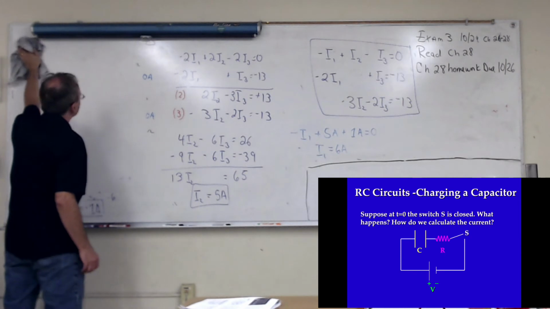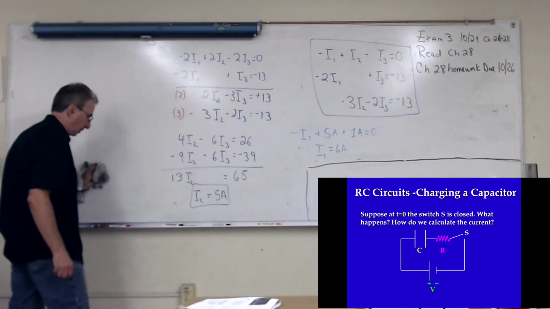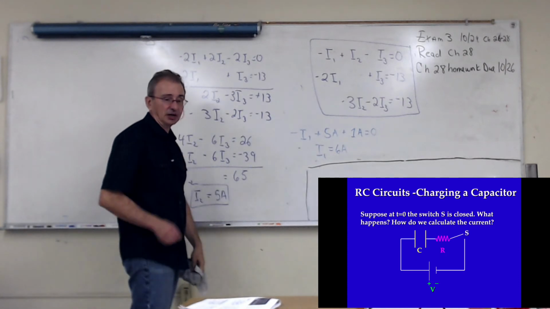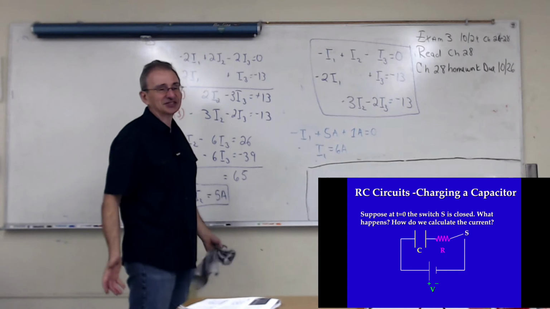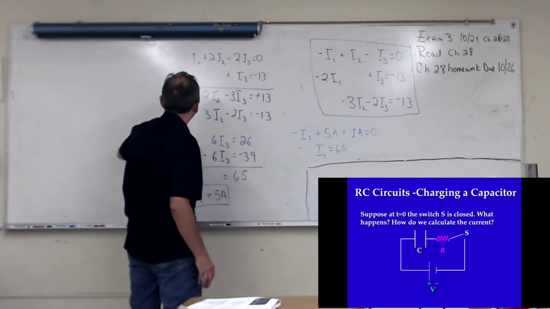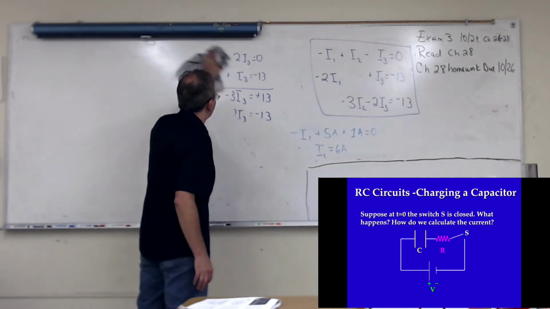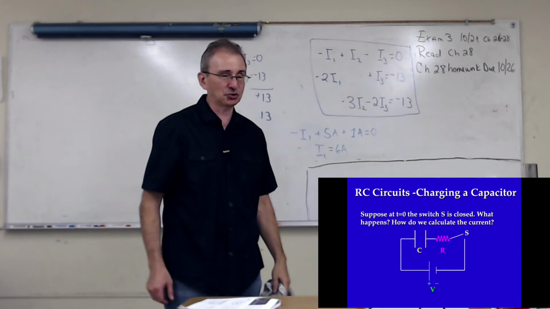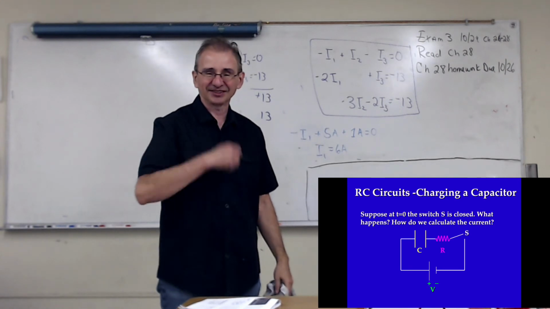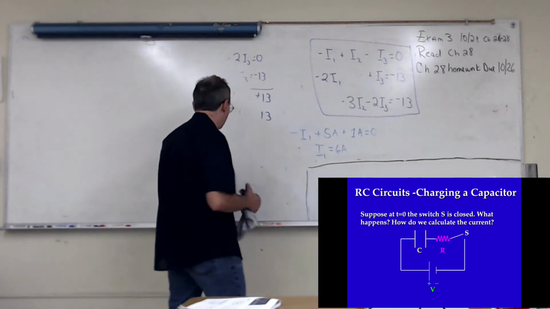In reality, with a DC power supply, these circuits are very boring because once the capacitor is charged up, that's it. Current stops flowing. So it's more interesting if you have a voltage that changes, or maybe a switch that opens and closes. We have signal generators that provide a voltage like this.